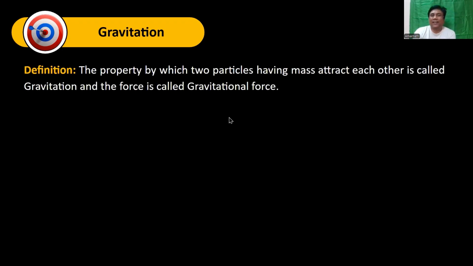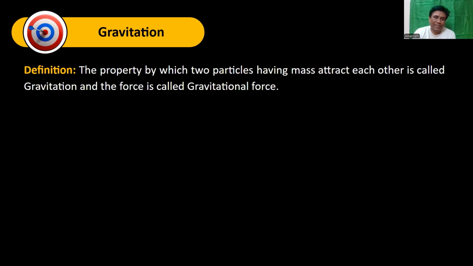So net force on it becomes zero. But it is a fact that any particle having mass in space attracts each other. In electrostatics, you can find like charges repel, unlike charges attract. But gravitational force is always attractive. Any two particles, if they have mass, will attract each other. And that attraction force is called gravitational force.